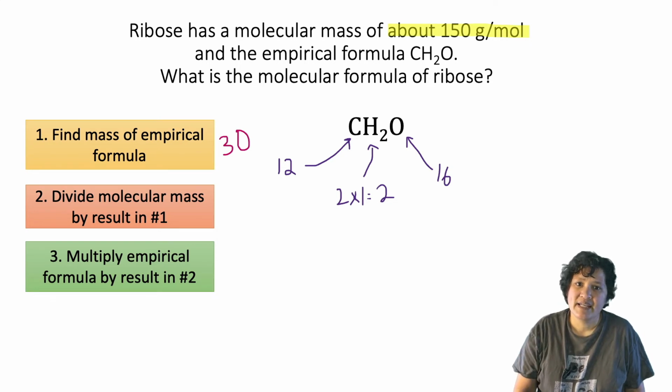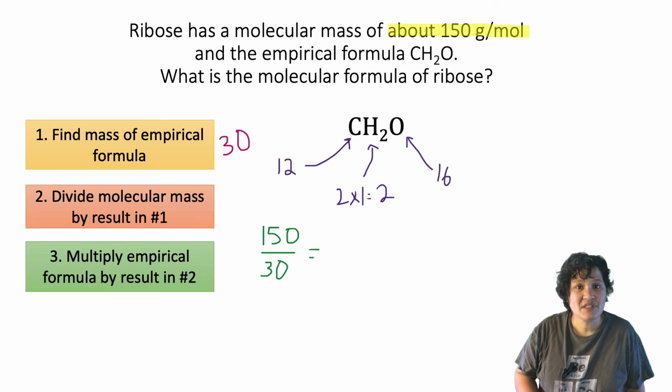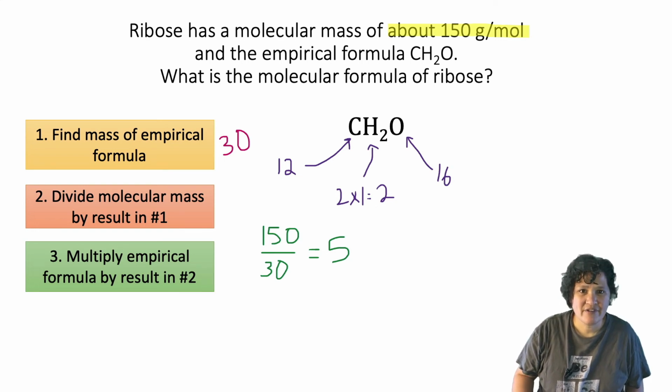Now let's move on to step 2, which tells us to divide the molecular mass, in this case 150, by the formula weight, 30. That gives us a factor of 5. Finally, we're going to multiply our empirical formula of CH₂O by that factor of 5.